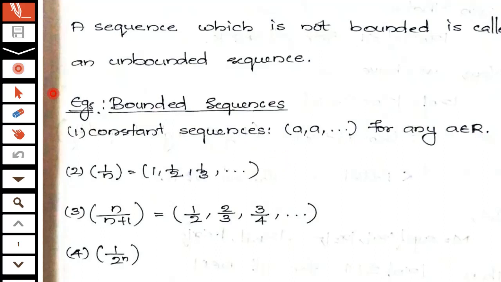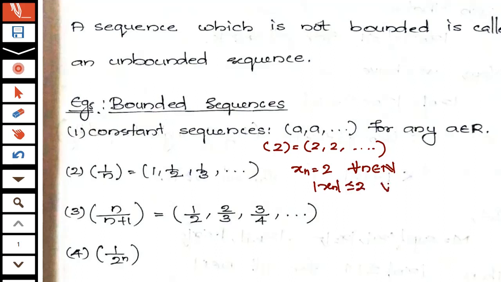For example, consider the constant sequence 2, 2, 2, etc. This is a constant sequence 2. So, we know here xn equal to 2 for all n belongs to N. So, clearly |xn| is less than or equal to 2 for all n belongs to N. So, you can take |xn| less than or equal to 3, or |xn| less than or equal to 4, etc. So, there exists an M. So, we can take M equal to 2 or 3 or 4 or any number which is greater than 2.